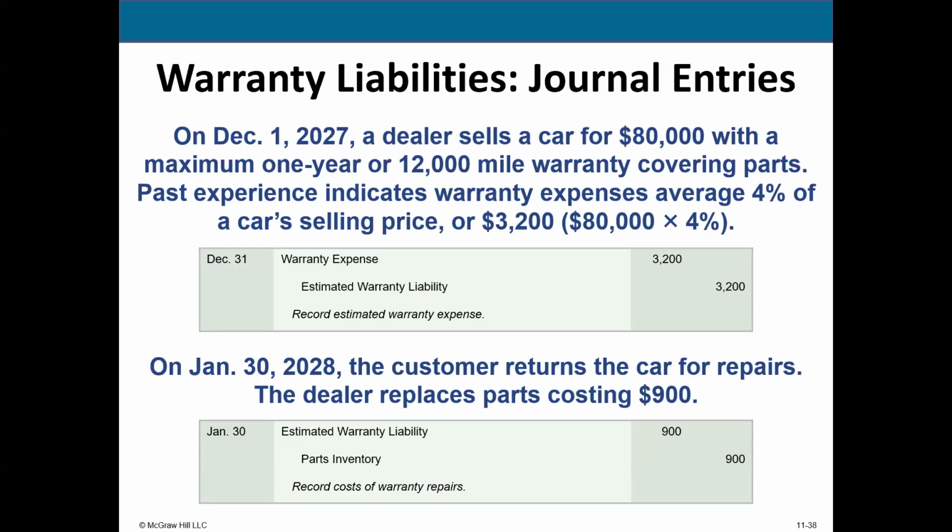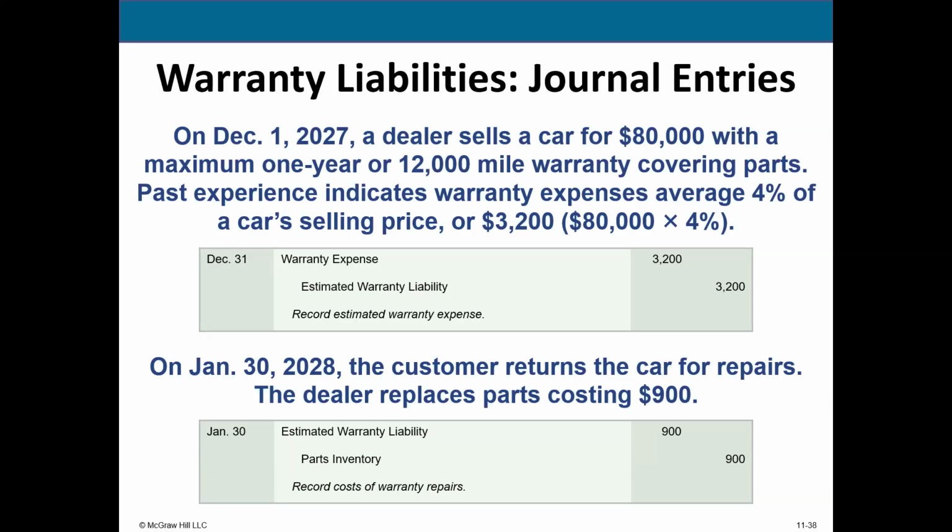So we record the estimate like this. We debit warranty expense 3,200, which is 4% of the $80,000 sale price. And then we credit estimated warranty liability. So just in case, right? 4% of the sale price might be covered in warranty.